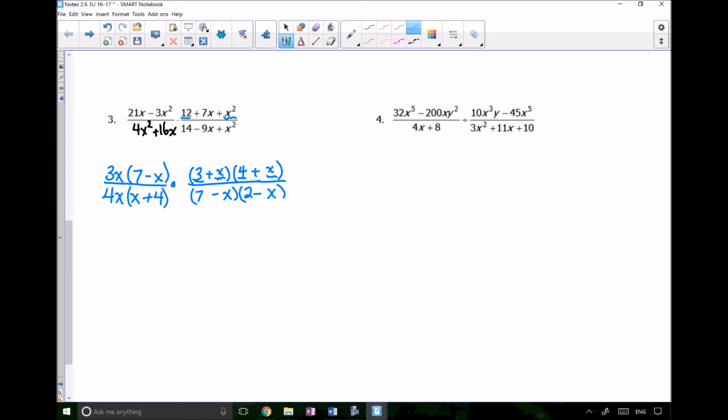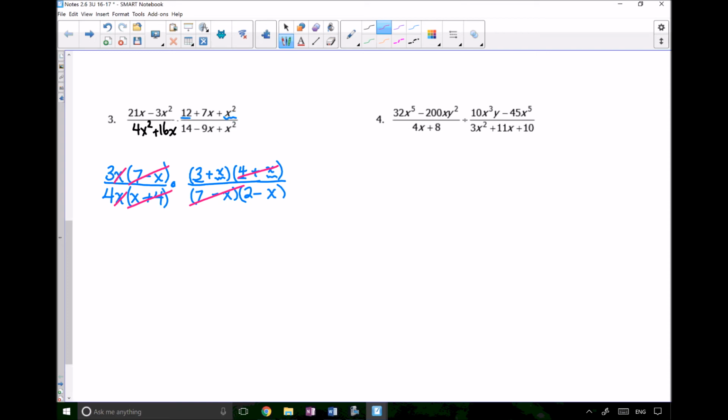So now that I've done all of my factoring, and only because I'm done with all of my factoring, I can go ahead and do some canceling, okay? So if you guys notice right here, the 7 minus x is like the 7 minus x. I can cancel it out, okay? X plus 4 here is just like 4 plus x here. The order doesn't matter when you're adding, so I'm allowed to cancel those guys out, okay? This x will cancel out with this x right here.